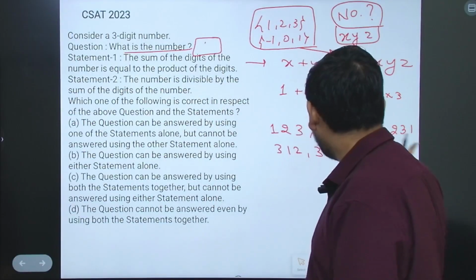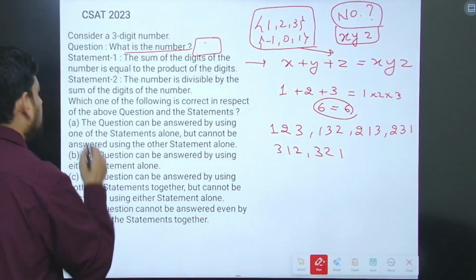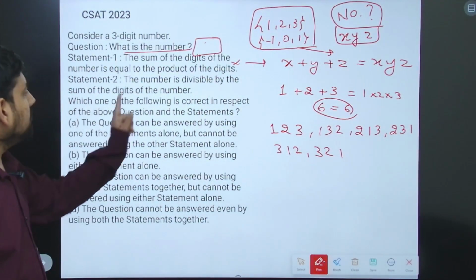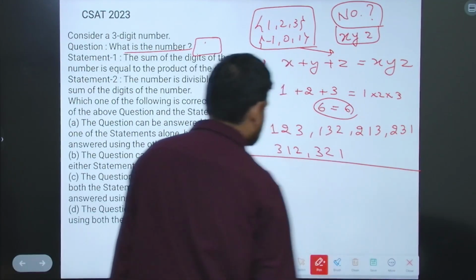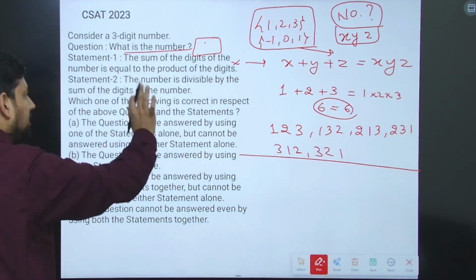Now here you have all these options. That means you don't have a definite number. So 1 is not enough. Then next, the number is divisible by the sum of the digits of the number. So first one is not enough. Now I'll try the second statement. Now forget the first one. Let's do the second one.